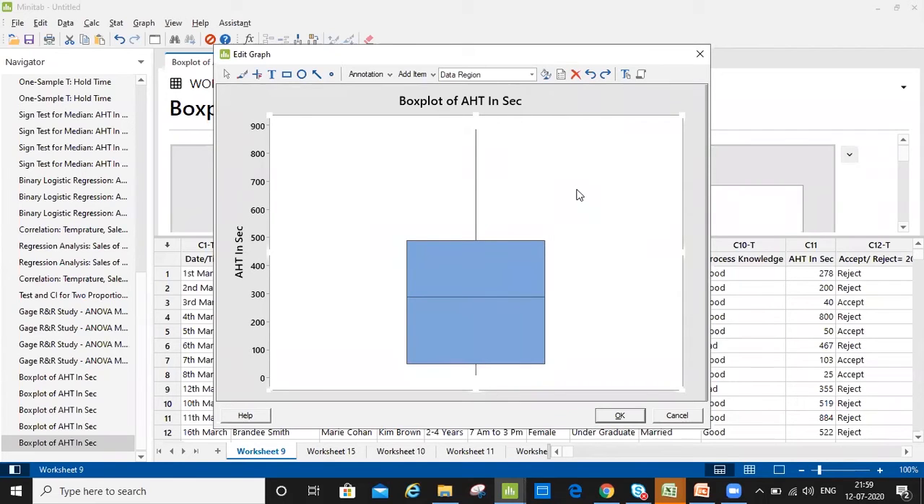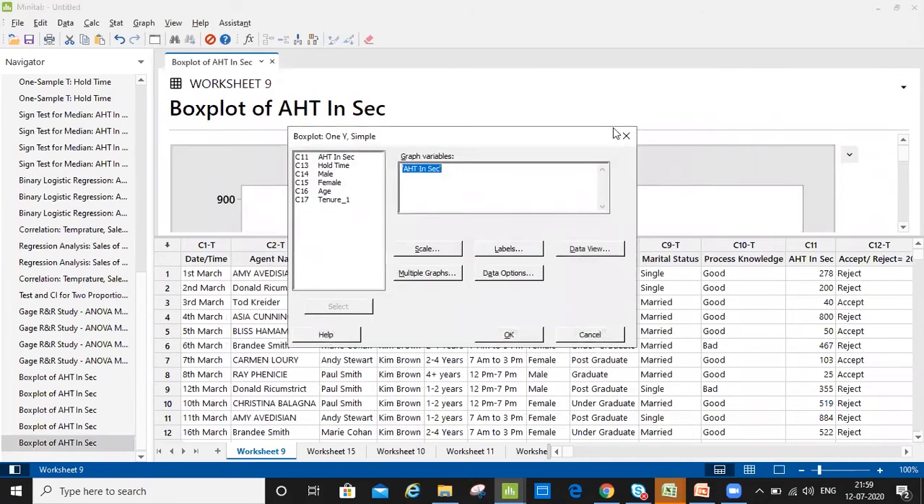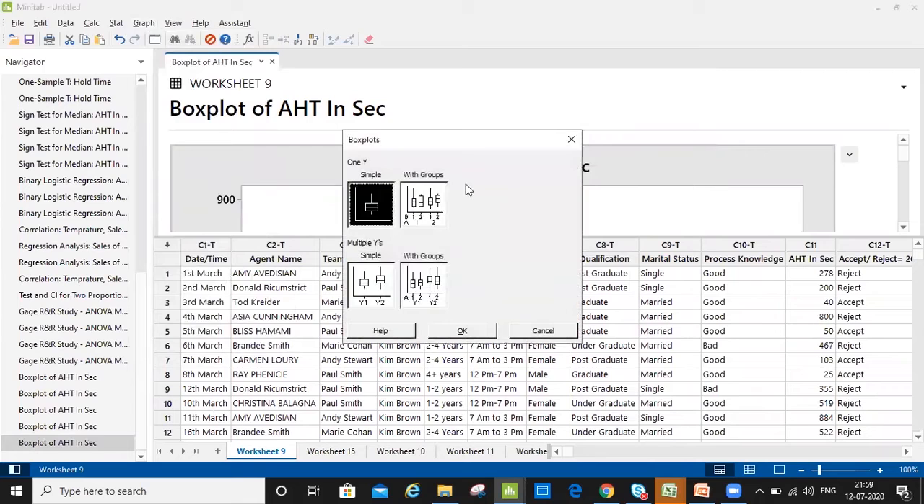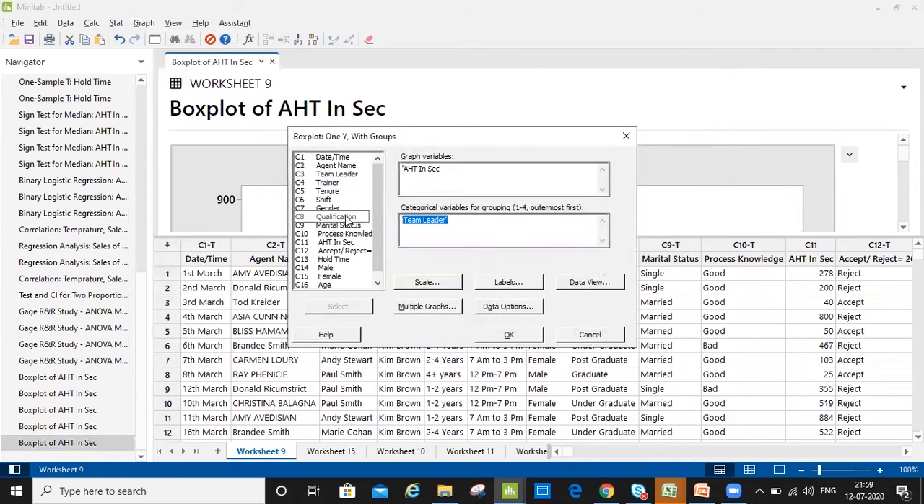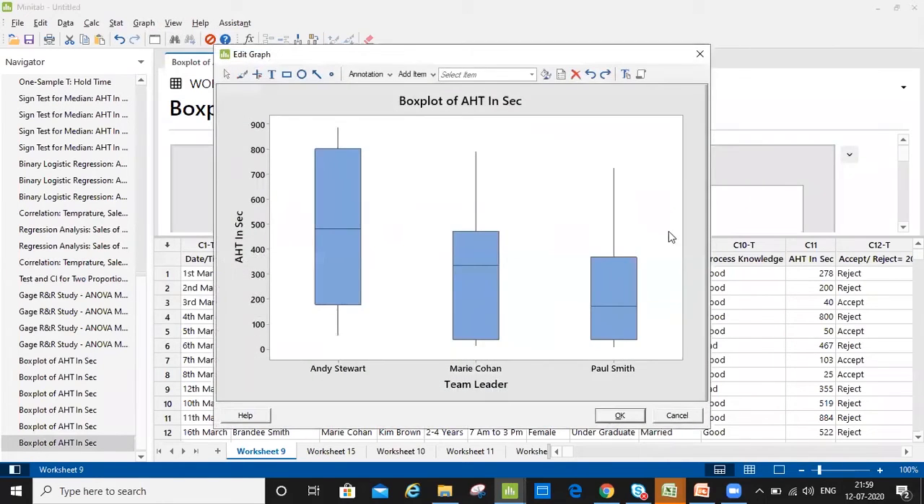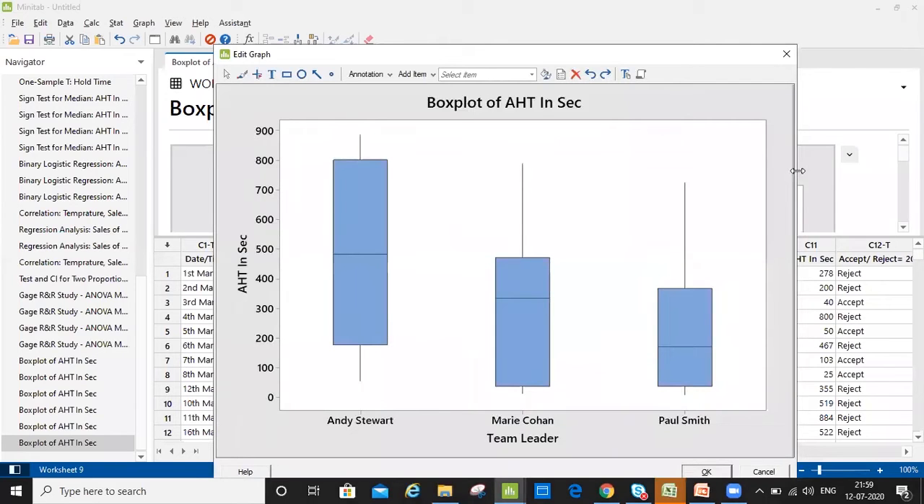So that's what a box plot is when you have only one subgroup, wherein you are comparing it for the entire AHT. You can look at the box plot group-wise also. Let's do that. So I go to Graph, I go to Box Plot. I want to do it with groups, AHT-wise by team leader. Now I have 3 different team leaders, so I have 3 different box plots being prepared.